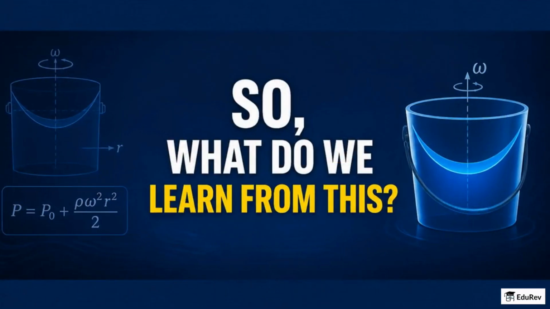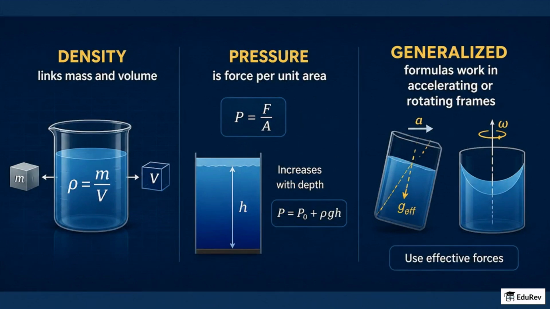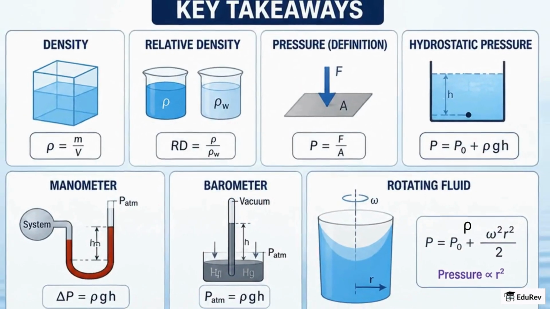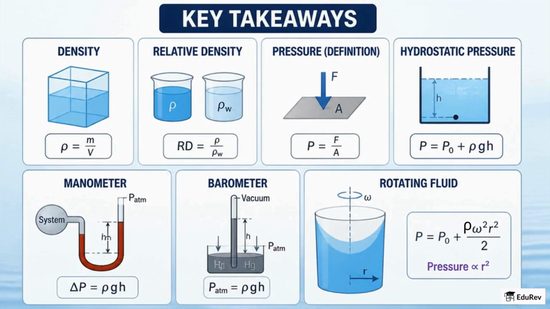So what do we learn from this? We learn that density links mass and volume, pressure is force per unit area and increases with depth as rho g h. And similar formulas work in accelerating or rotating frames with effective forces. Let us quickly remember the main points. Density, relative density, pressure definition, hydrostatic formula P equals P naught plus rho g h, manometer and barometer use rho g h, and rotating fluids give a pressure that grows like omega squared r squared divided by 2.